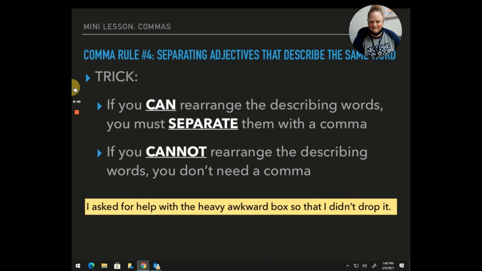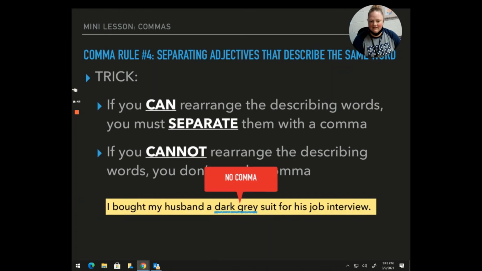This is the one I want to look at. I bought my husband a dark gray suit for his job interview. No comma, because we cannot rearrange it. We can't say a gray dark suit. We say a dark gray suit. So because we cannot rearrange them, there's no comma.